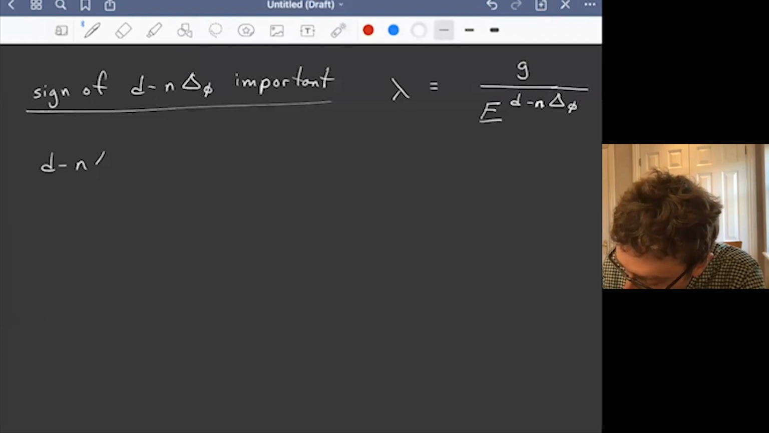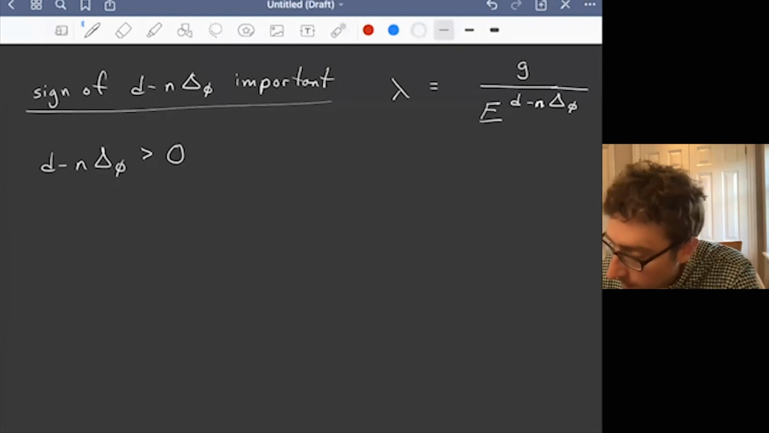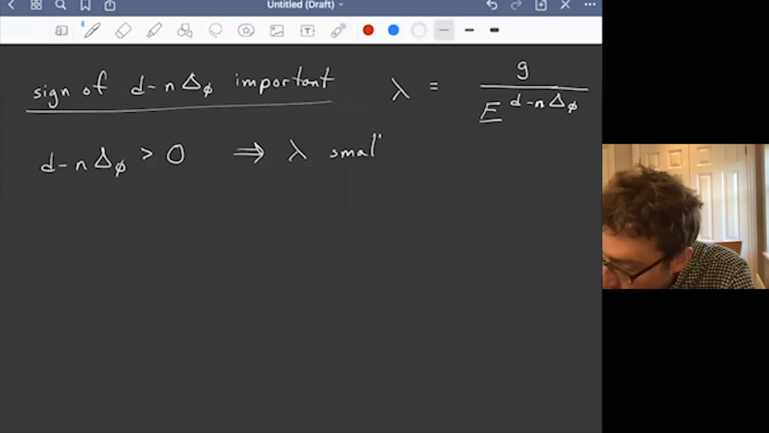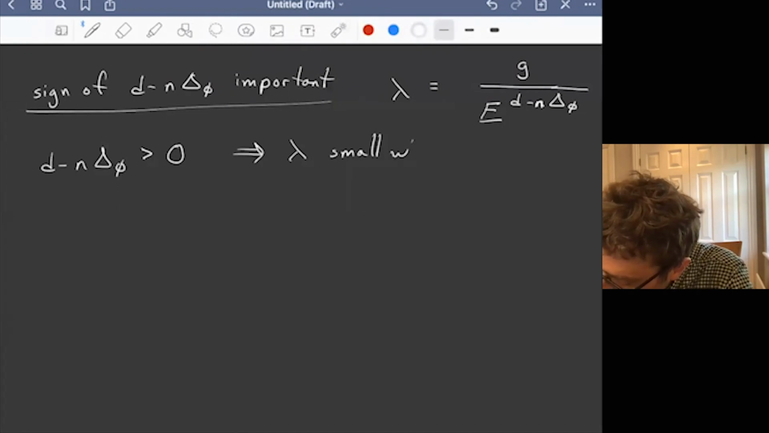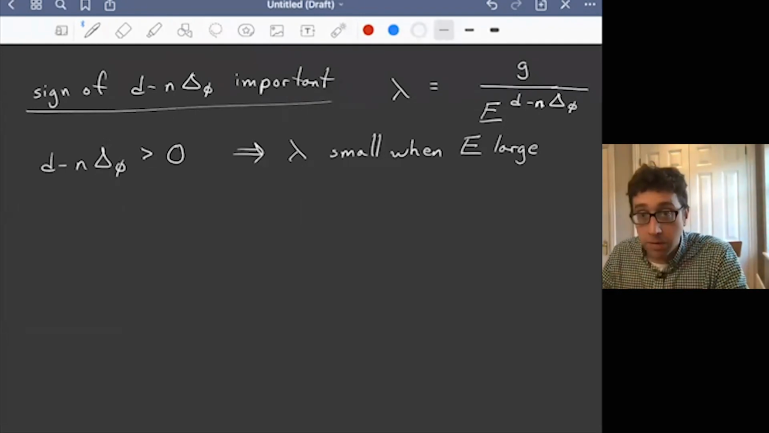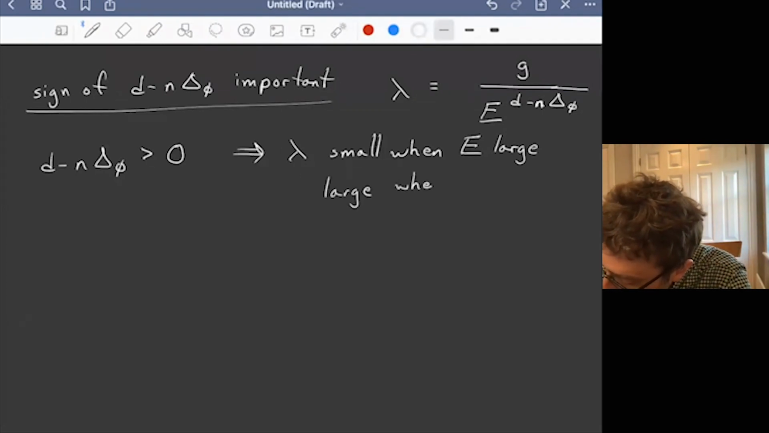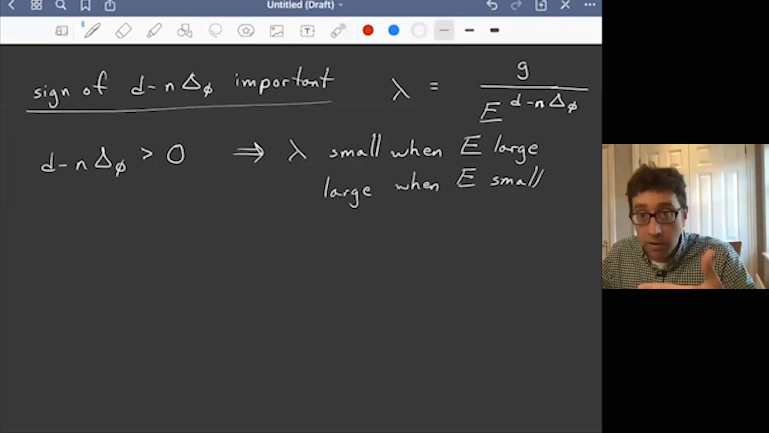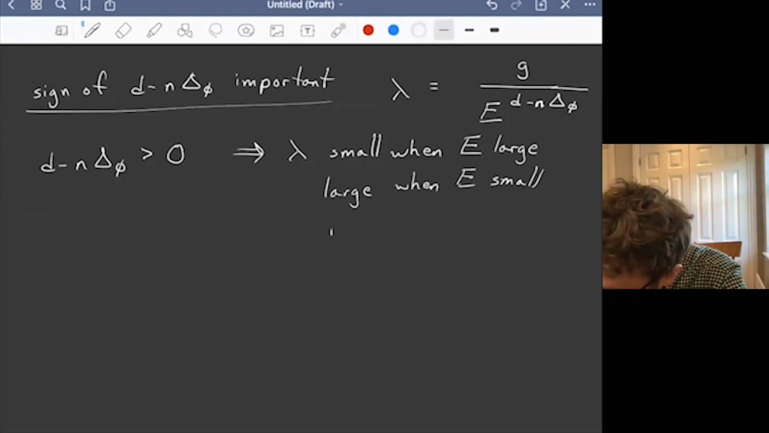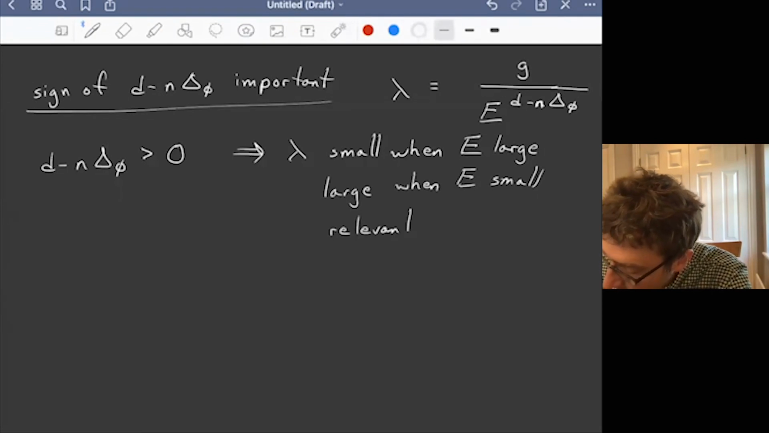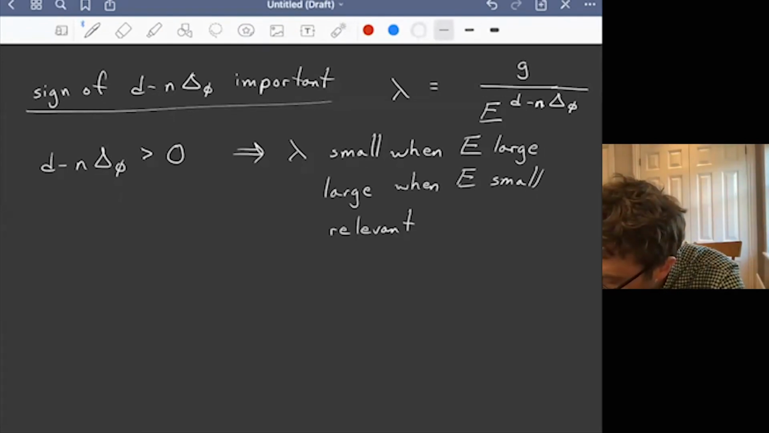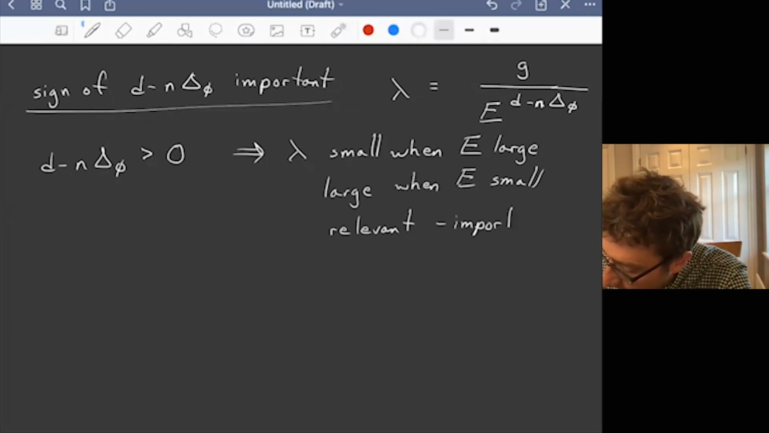So let's consider the case where it is positive. What does this mean? It means that lambda is small when E is large. So for high energy processes, I can think of this as some perturbative effect on the system. However, lambda gets very large when E is small. So I can no longer trust perturbation theory if the energy gets low enough. We talk about such an interaction as being a relevant interaction. It's important or relevant at low energy.